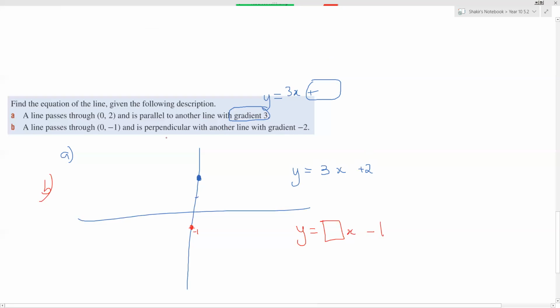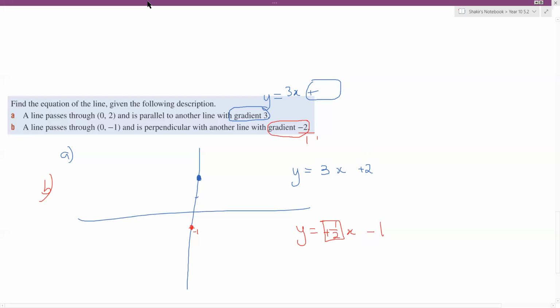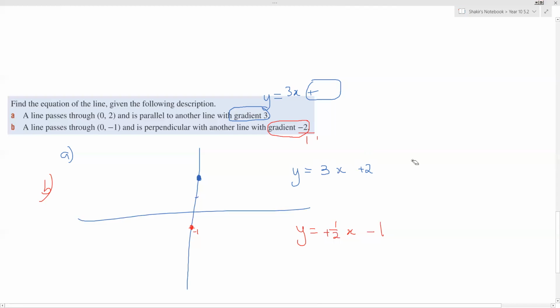Since it's perpendicular, the gradient of this line is going to be the negative reciprocal. Since the other gradient is already negative, our line is going to have a positive gradient. You don't have to write the positive, but I'm going to write it anyway, just to make it very clear. The line it's perpendicular to has a gradient of -2. Now I flip this upside down. 2 we can think of as 2/1, and flipping it upside down, you get 1/2. So that's 1/2 x minus 1, and that's the equation of the line. Half x minus 1, and we're done.